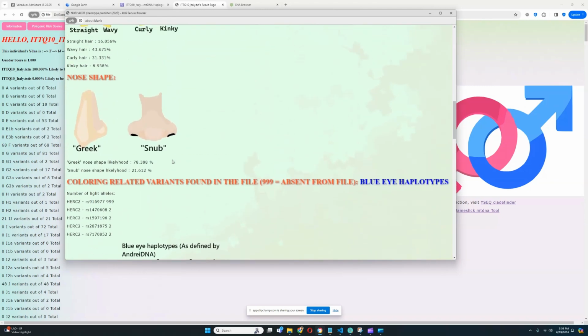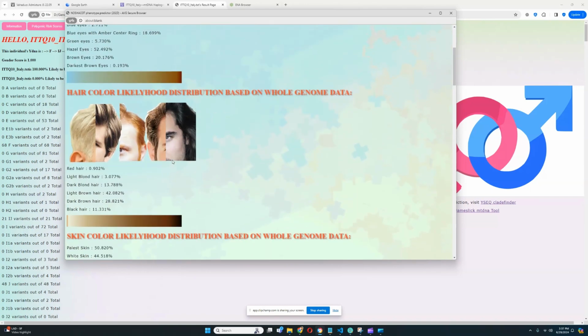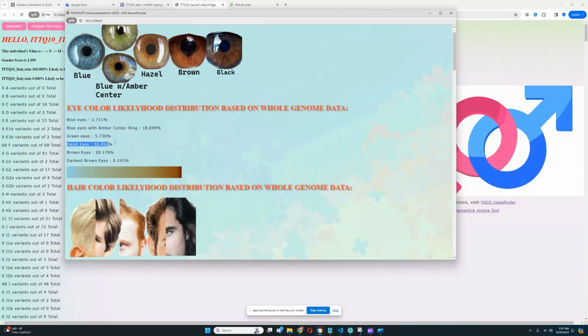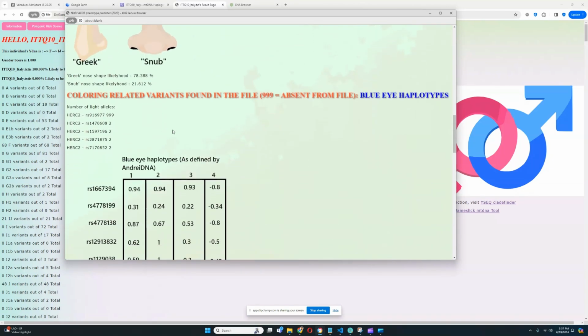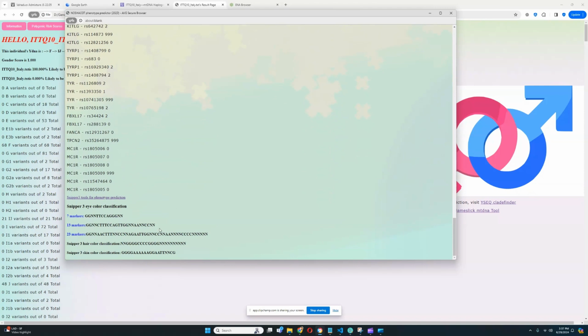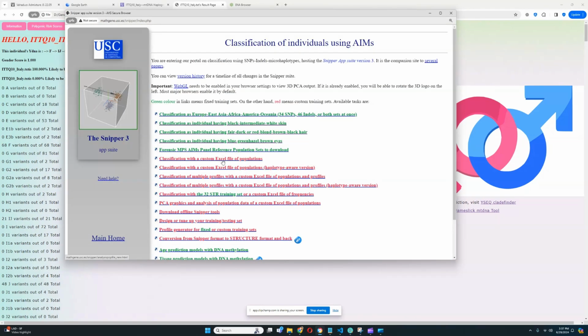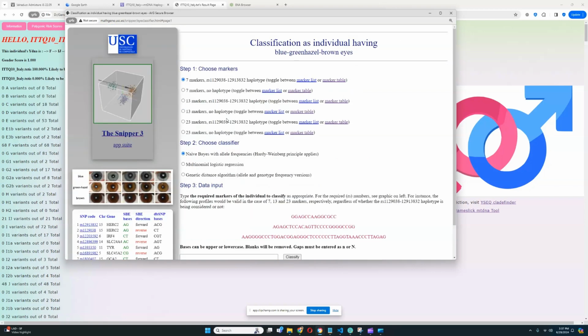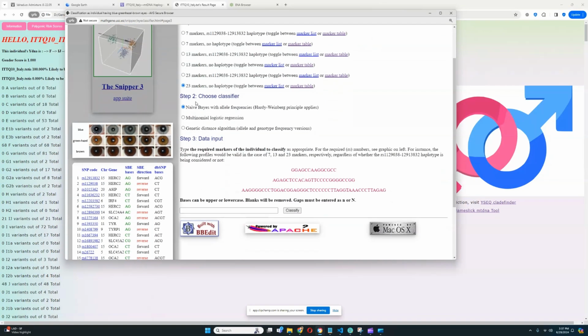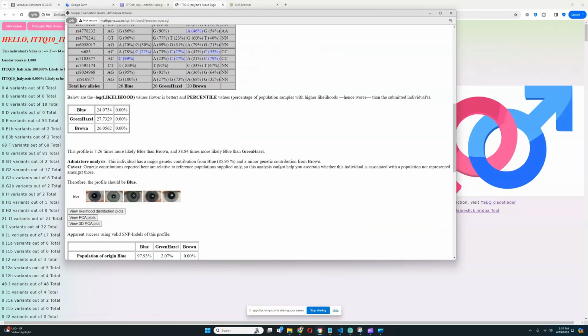But that's very interesting. So it looks like he has hazel eye color. But if we look at this result with SNPR3, or with YSEC, it's going to say blue. SNPR3, I'm very curious. SNPR3 is probably going to say blue as well. Let's check that out. I think it's going to say blue for eye color as well. That's my assumption. Yeah, it says blue as well.